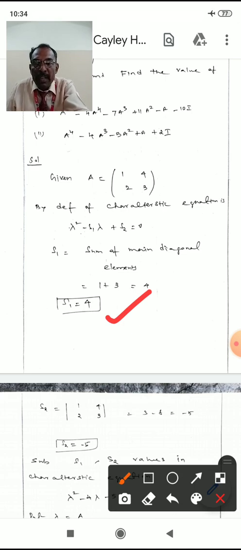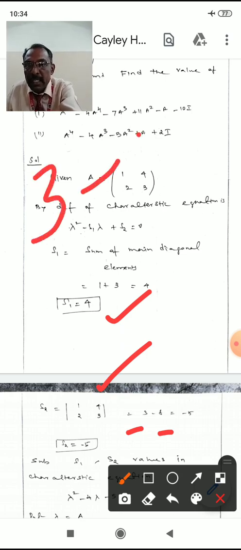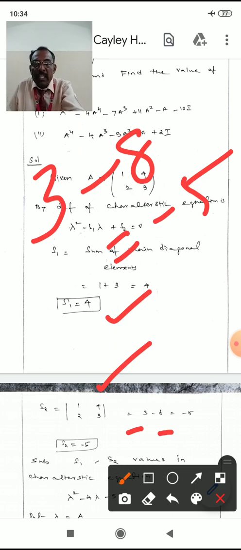Next we have to find s2. What is s2? This is a 2 by 2 matrix, so s2 is the determinant of the given matrix: [1 4; 2 3]. First, the determinant value: 1 into 3, 3, minus 8. So 3 minus 8 we get minus 5. So this is the s2 value.